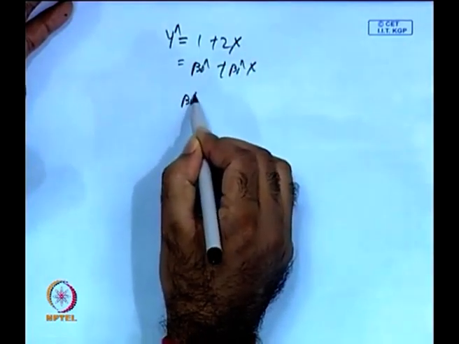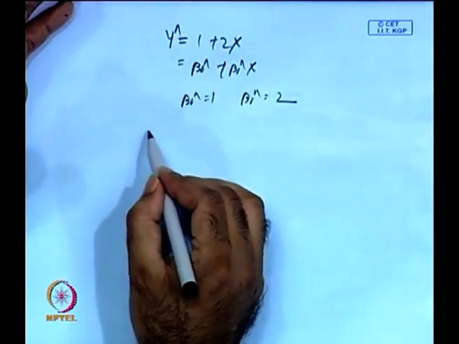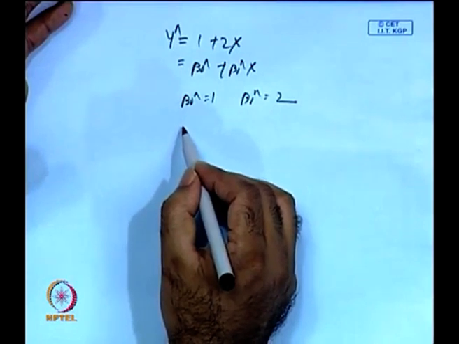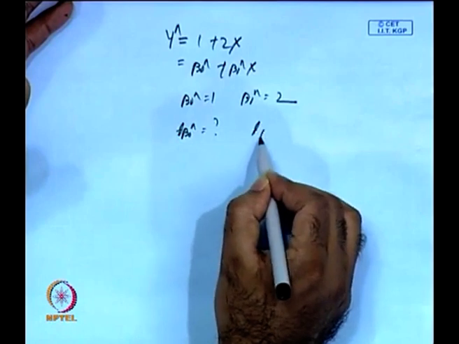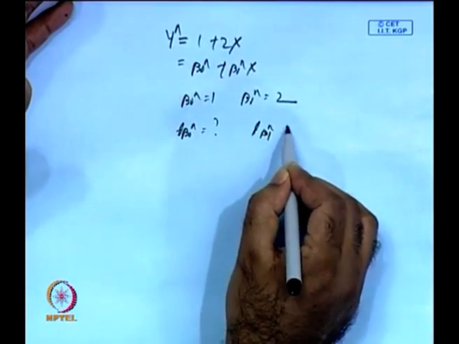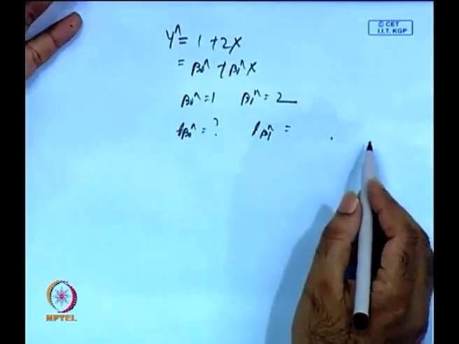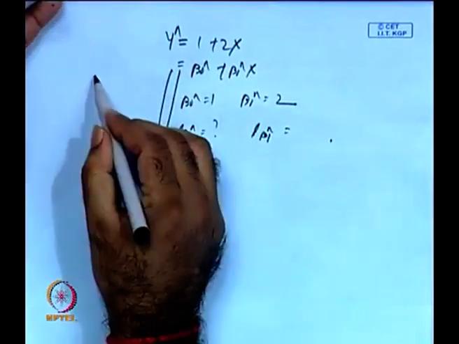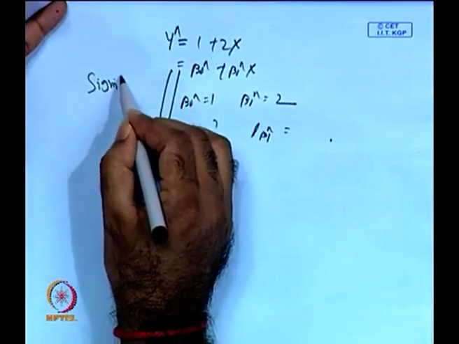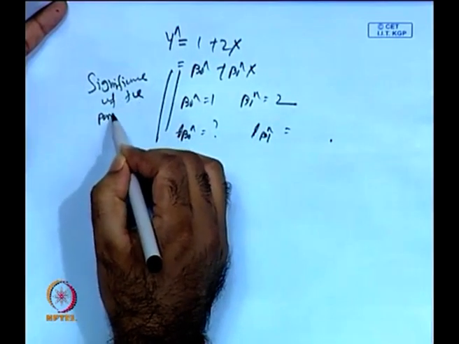So that means beta 0 hat is equal to 1 and beta 1 hat is equal to 2. So obviously, you would like to know t of beta 0 hat and t of beta 1 hat. This is how you have to obtain them, and then you check whether they are statistically significant or not. So this is the first part of the model, that is the significance of the parameters.